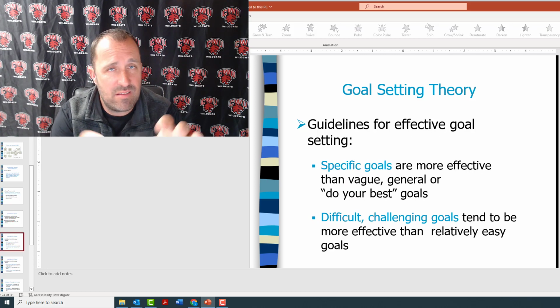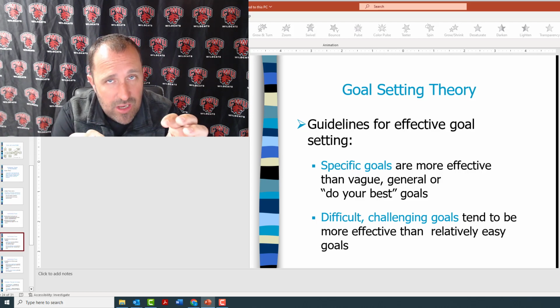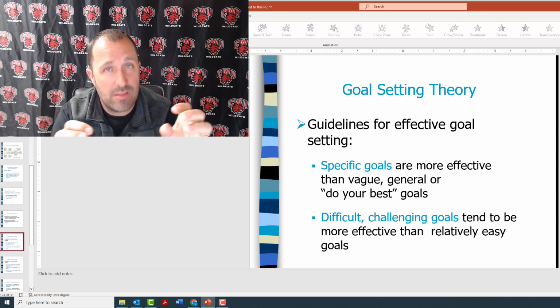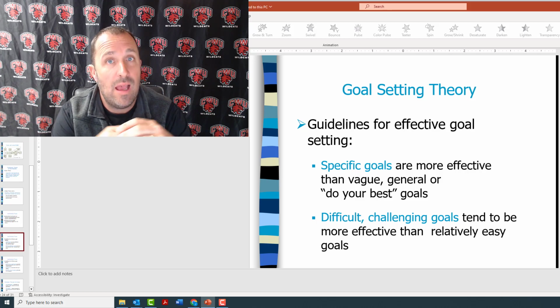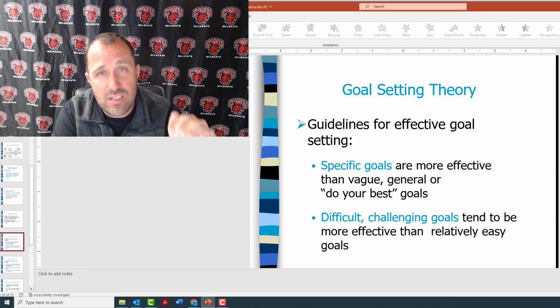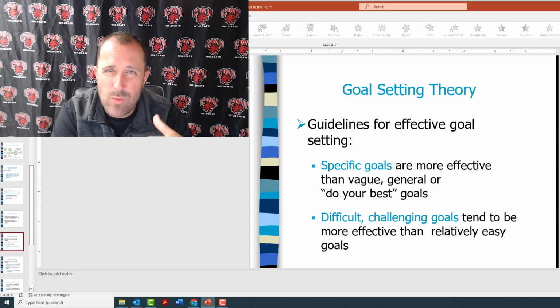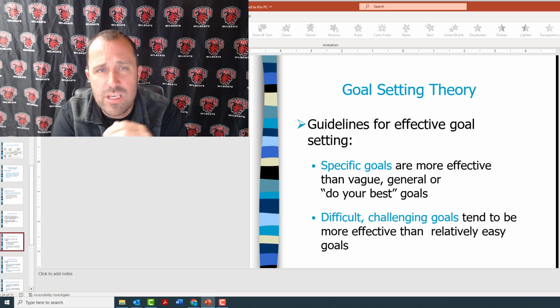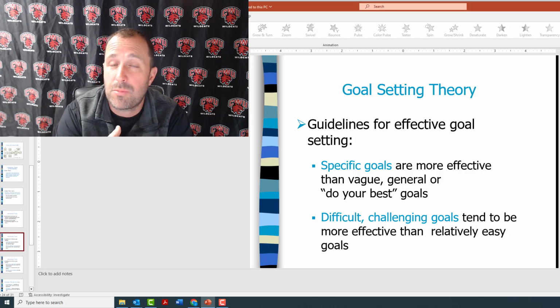The big idea is if you have specific goals and they're relatively challenging and you can get agreement on those goals, then those goals are likely to be accomplished. So specificity, challenge, and then try to get agreement. How do we get agreement on goals? Well, usually we get agreement on goals by giving people input into the process.